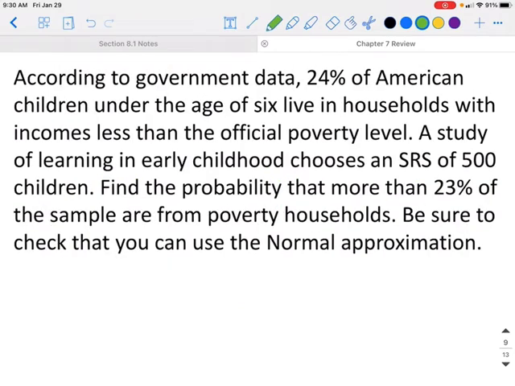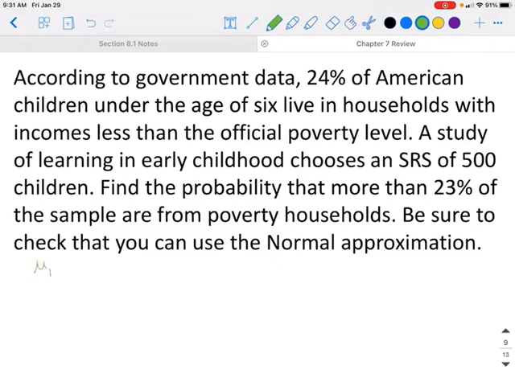According to the government, 24% of American children under the age of 6 live in a household with incomes that are less than the official poverty level. A study of learning in early childhood chooses a simple random sample of 500 children. Find the probability that more than 23% of the sample are from poverty households. Be sure to check that you have used the normal approximation.